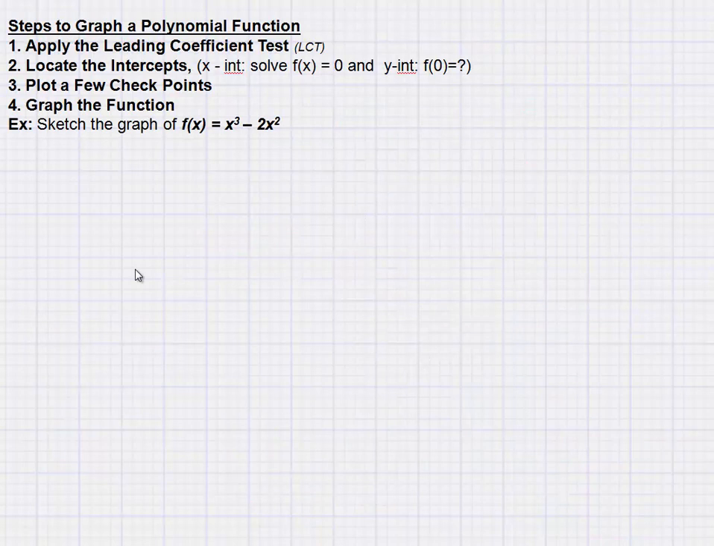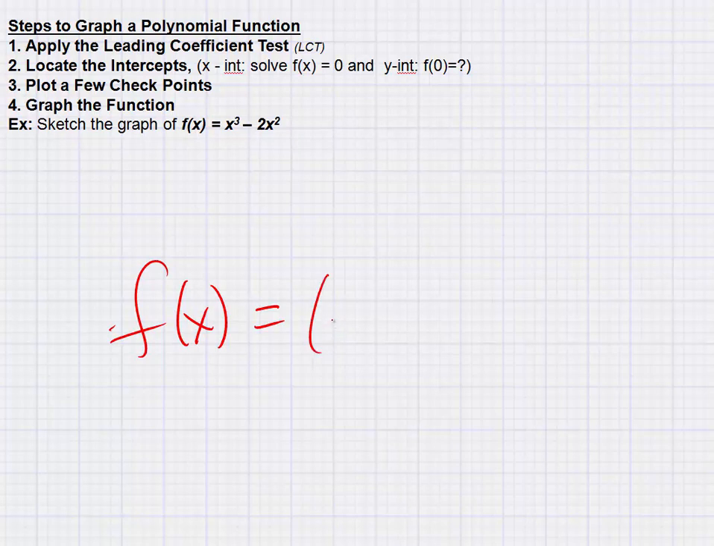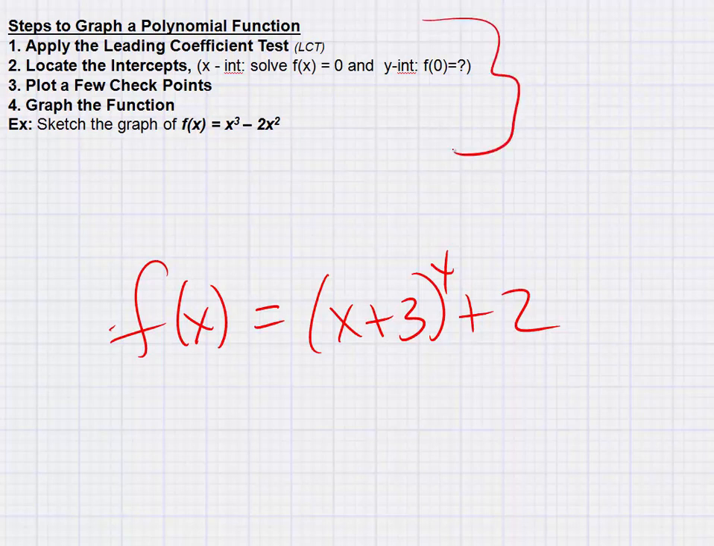Now what we need to do is put this all together to draw the graph of a polynomial function. If I have a polynomial function in this form, f of x equals (x plus 3) to the 4th plus 2, I don't have to follow these steps I have laid out, because this is just one of those translation polynomial functions in that it's an even power. I have it left 3, up 2.